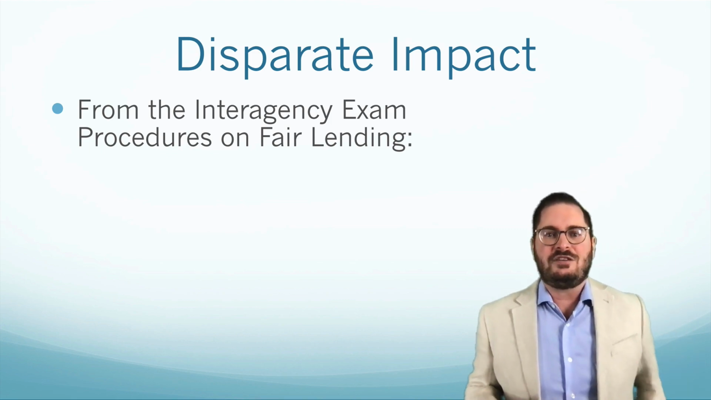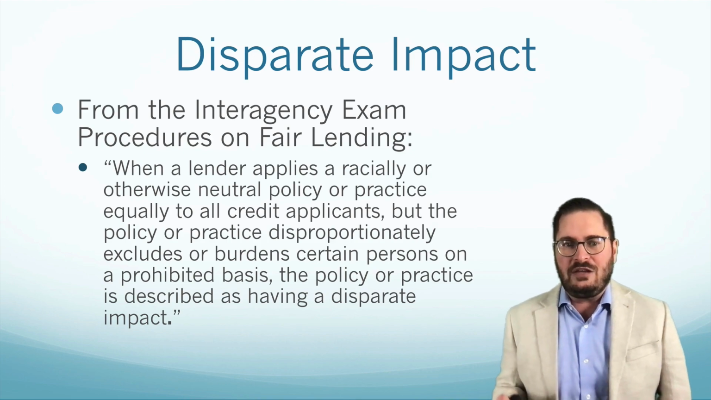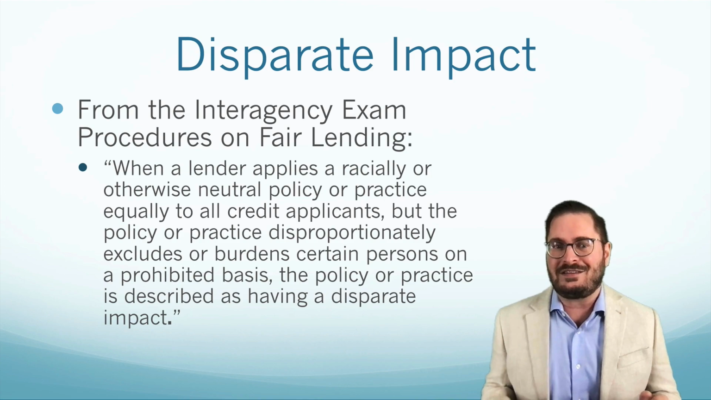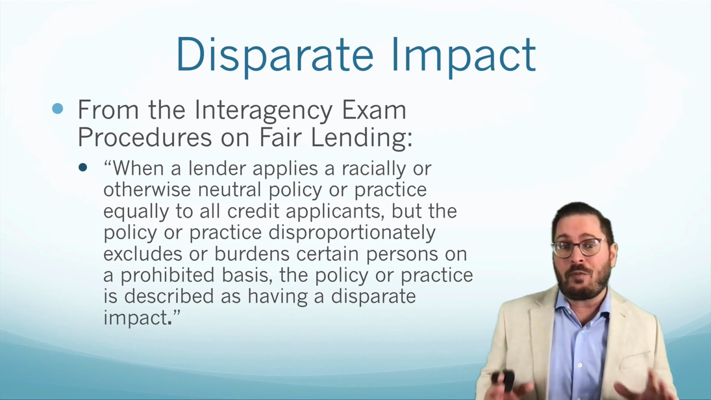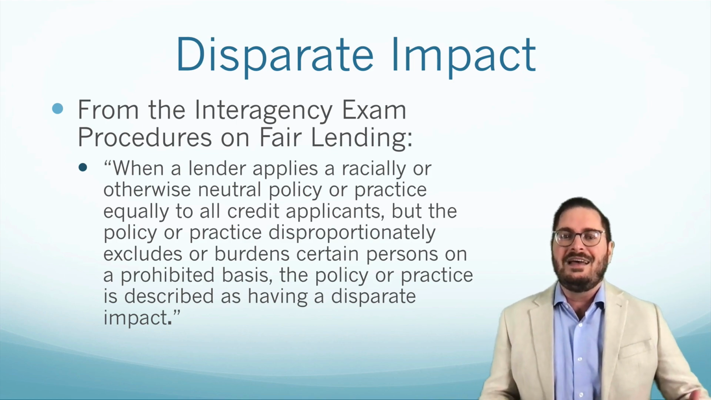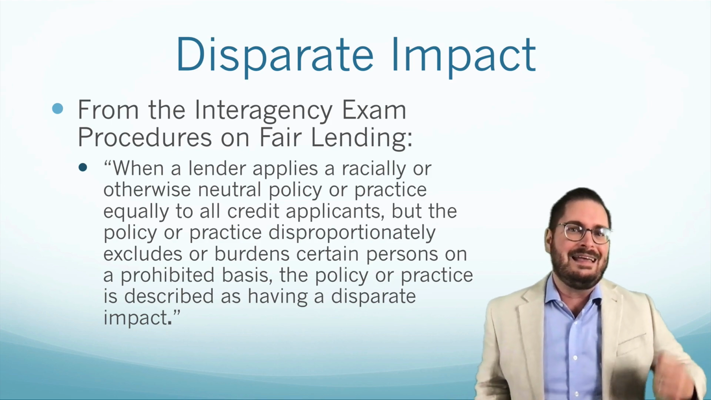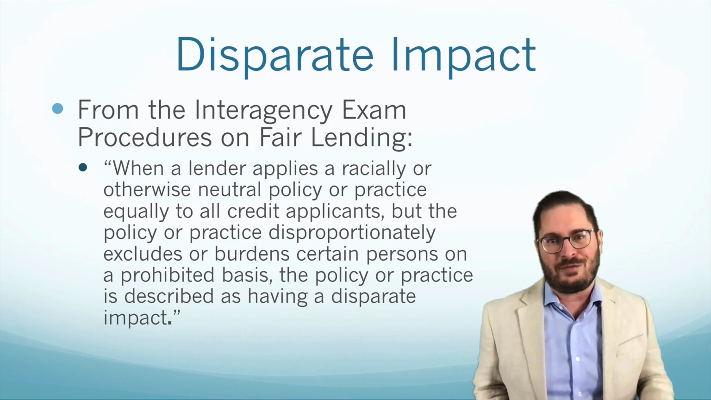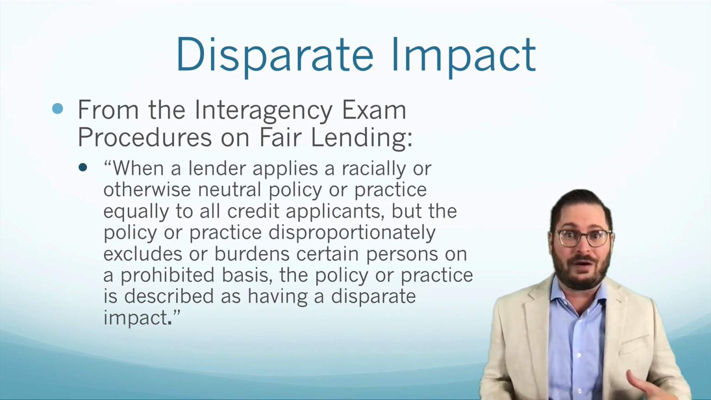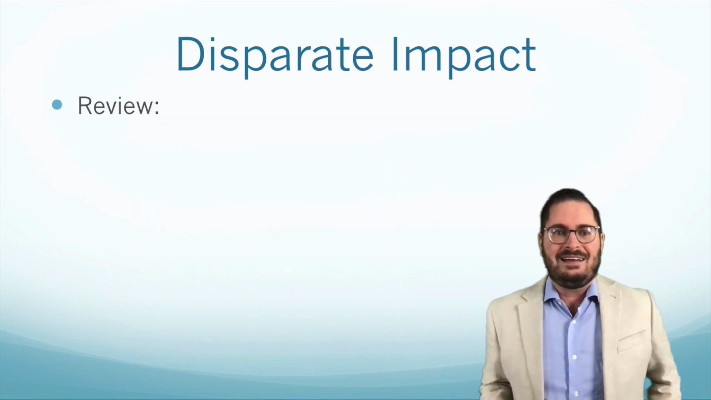Now, from the interagency exam procedures, they expand this. They say when a lender applies a racially or otherwise neutral policy or practice equally to all credit applicants, but the policy or practice disproportionately excludes or burdens certain persons on a prohibited basis, then the policy or practice is described as having a disparate impact, and that is one of the types of discrimination recognized by the courts, and that should be considered a risk category in your fair lending risk assessment. So this is a concern.